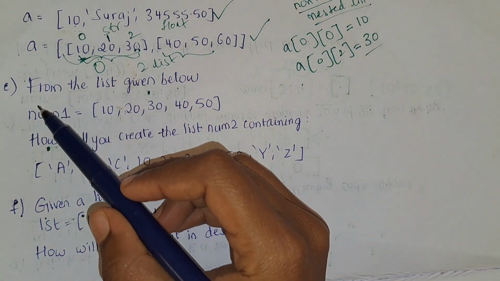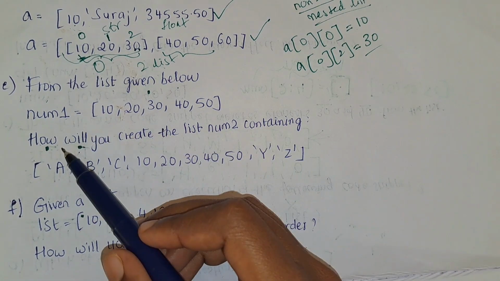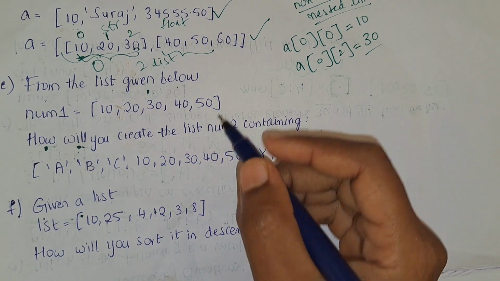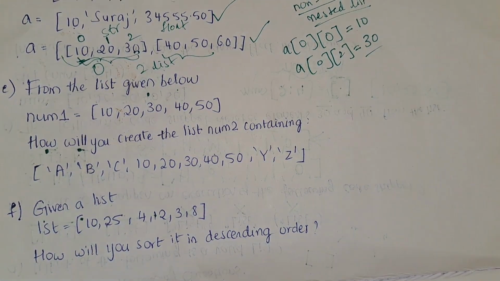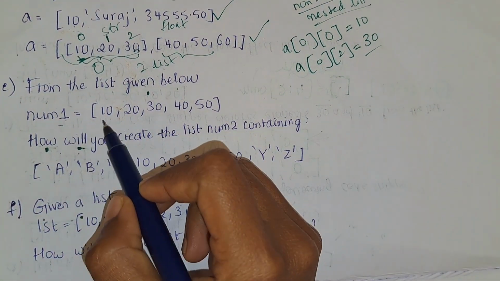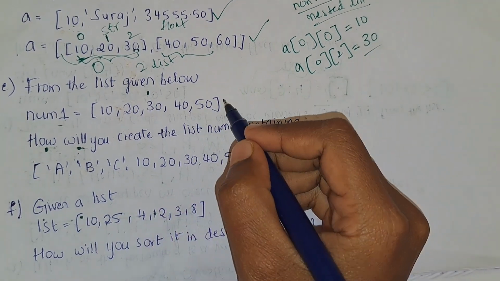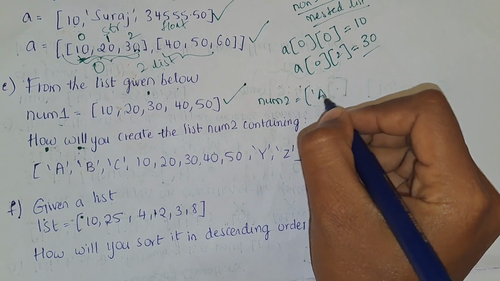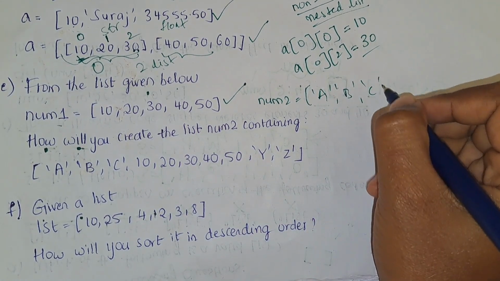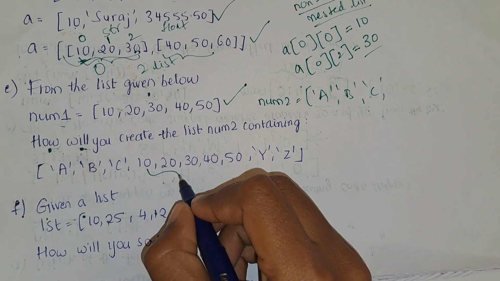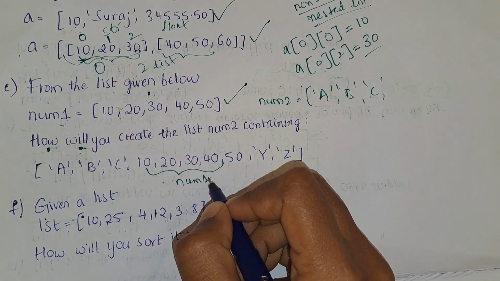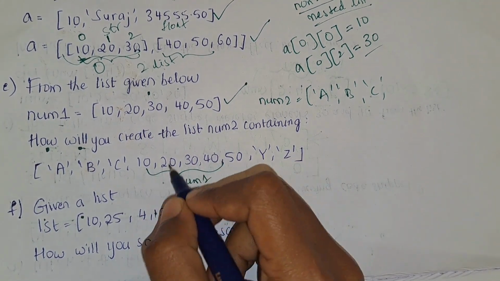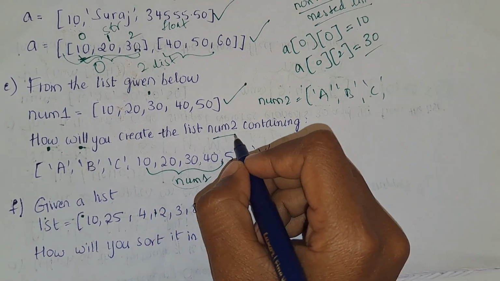Here comes the next question. From the list given below, num1, how will you create the list num2 containing these elements? So the simple way is, initially you take num1 containing these elements, so create this list. Then you take num2 is equal to A, B and C. Then here you are storing the elements of num1. So here these all are the num1 elements. So we have to use num1 in order to create num2.